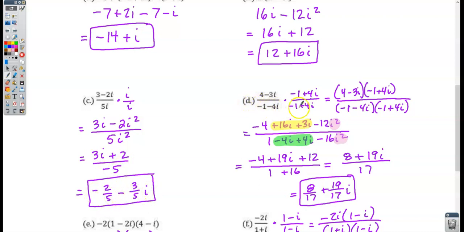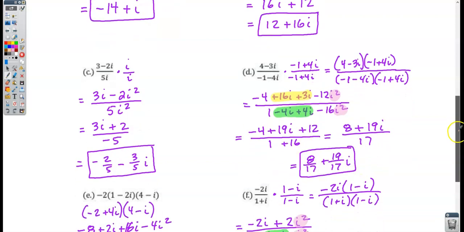In part D, we're going to use the complex conjugate. Multiply numerator and denominator by that, and so we FOIL out the numerator and the denominator. We combine the like terms highlighted in yellow and green in the numerator and denominator and replace the i squareds with negative ones and simplify, and then we combine our like terms there and put it in a plus bi form.